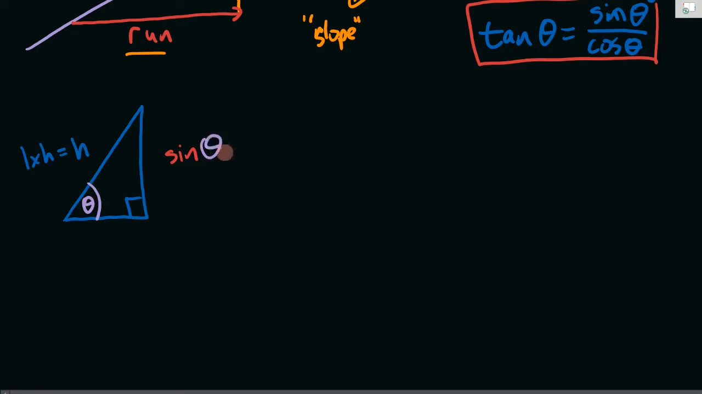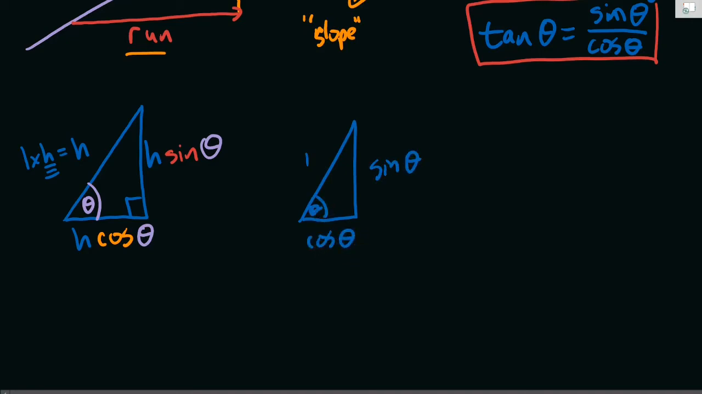So this is sine of theta. But just like we multiplied this by h, we multiply this by h. And this side down here is going to be the cosine of our angle theta, and since we've scaled our triangle by h, we scale this by h. So this is just our original triangle, 1, sine theta, and cos theta, and all that we've done is multiply everything by h to get h sine theta, h cos theta, and h on our triangle.